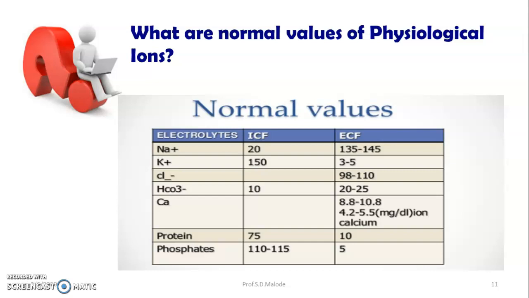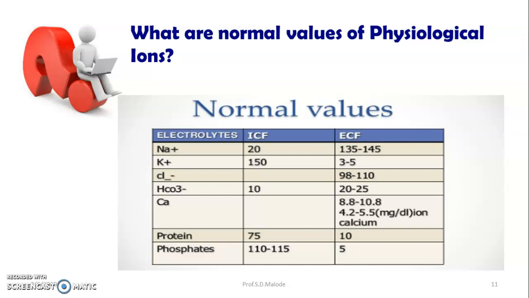Potassium is a major intracellular electrolyte which accounts for 150 milliequivalents, while a very small trace amount, that is 3 to 5 milliequivalents, is present in the extracellular compartment. Chloride is mainly present in extracellular fluid compartment, that is 98 to 110 milliequivalents, while bicarbonate is present in both compartments but majorly it is present in extracellular fluid compartment.